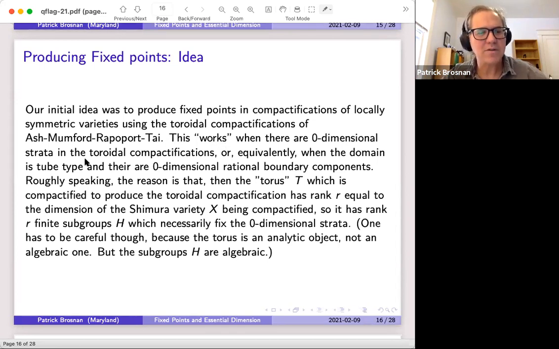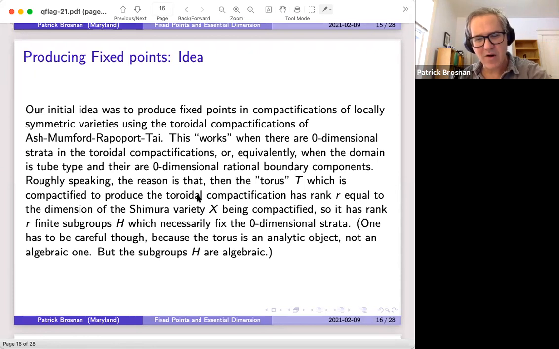So this works when there are zero dimensional strata in the toroidal compactifications, or equivalently when the domain is of tube type and there are zero dimensional rational boundary components. Roughly speaking, the reason is that the torus T, which is compactified to produce the toroidal compactification, has rank r equal to the dimension of the Shimura variety being compactified. So it has rank r finite subgroups H, which necessarily fix the zero dimensional strata. And this is really easy. If I have a torus acting on a proper toroidal compactification, then it's going to fix the zero dimensional strata. So any subgroup of the torus would fix the zero dimensional strata.